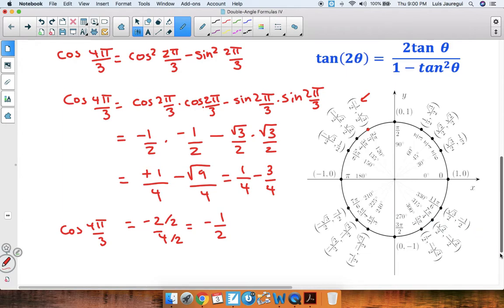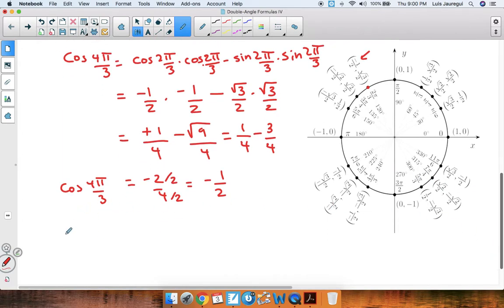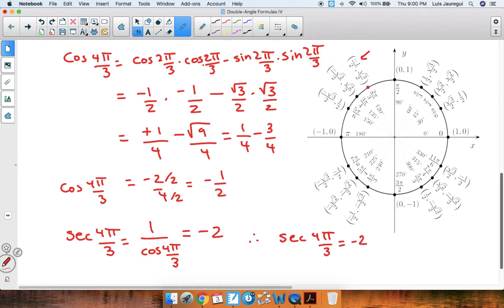However, what we're interested in is not cosine, but secant. So we can say that secant of 4 pi over 3 is equal to 1 over cosine of 4 pi over 3. In other words, secant is the reciprocal of cosine. But since cosine is negative 1/2, we take the reciprocal of that, which is equal to negative 2. Therefore, we can conclude that secant of 4 pi over 3 is equal to negative 2.